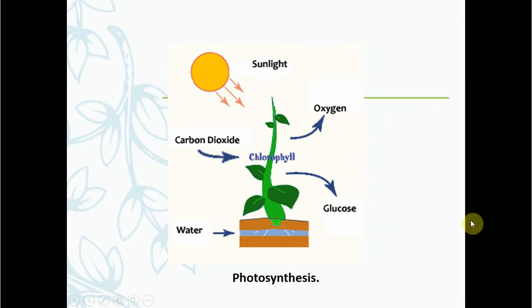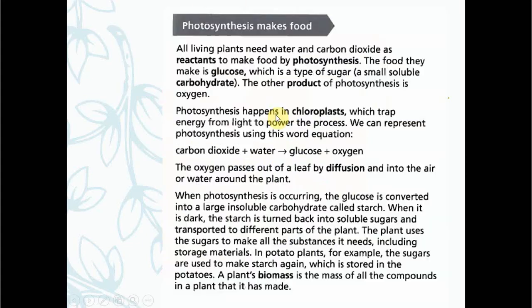To wrap up photosynthesis, it's a process by which the plant makes its own food. It uses water from the soil and carbon dioxide from the air to make glucose and oxygen. This process needs energy that the plant takes from the sunlight. So the reactants in photosynthesis, the substances that you start with, are carbon dioxide and water. The products are glucose and oxygen, and this process occurs in the chloroplast.